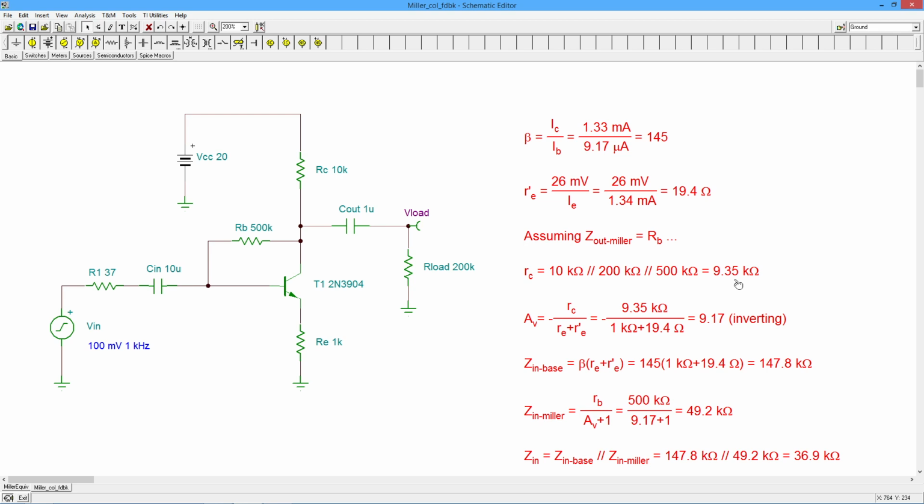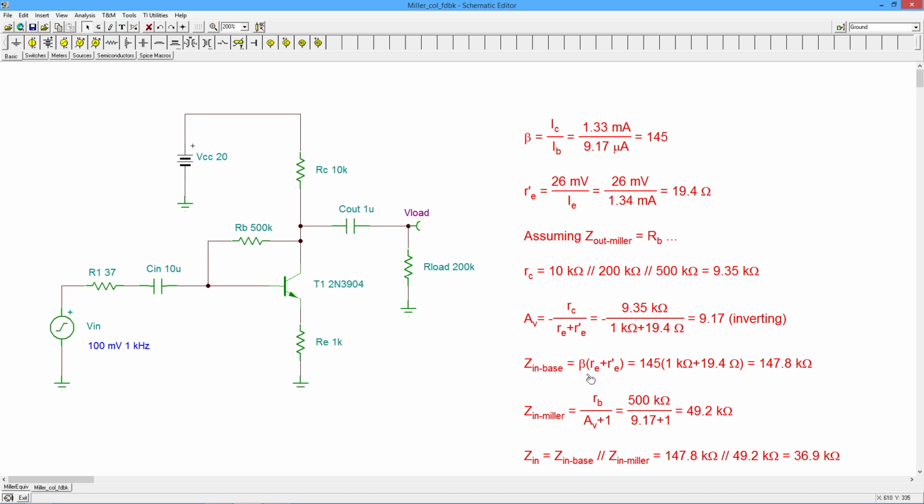In any event, we can then use our standard swamping gain equation. The RC is 9.35K, RE, the unbypassed swamping resistor, is 1K. The R prime E we already found to be 19.4, and we get a gain of 9.17. So our initial assumption about Zout-Miller and RB is pretty good. We're only going to be off by 10% or so out here. So that's pretty good. Inverting gain, of course.